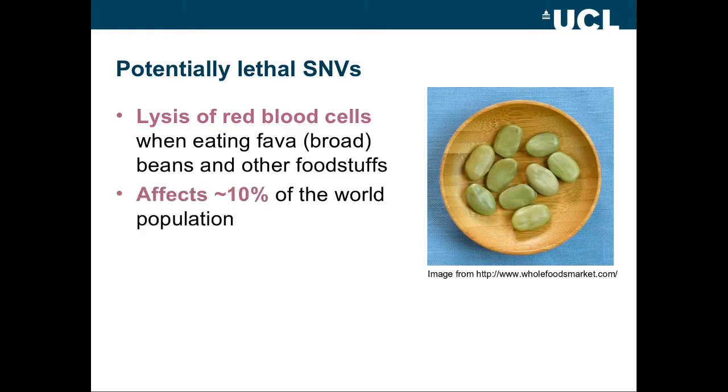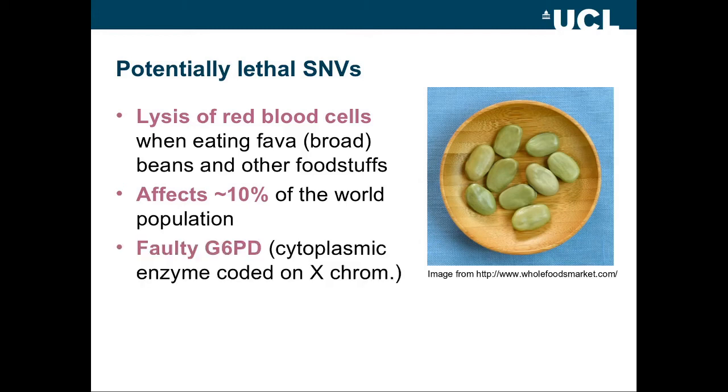This affects around about 10% of the world's population and results from a faulty glucose 6-phosphate dehydrogenase. Now, this is a cytoplasmic enzyme encoded on the X chromosome, which of course means that males are more likely to be affected by this condition than females.